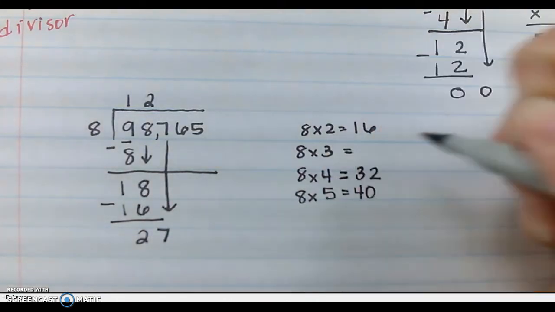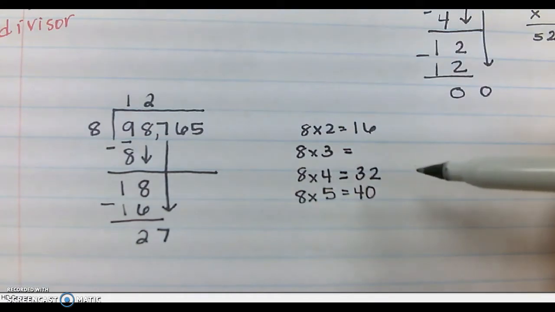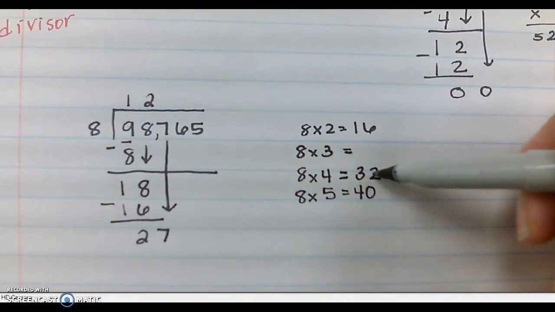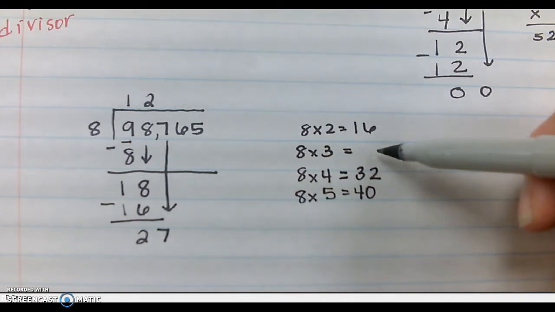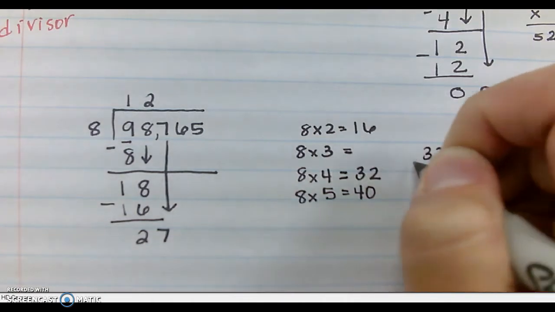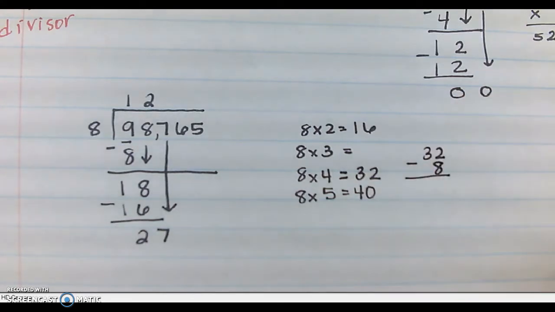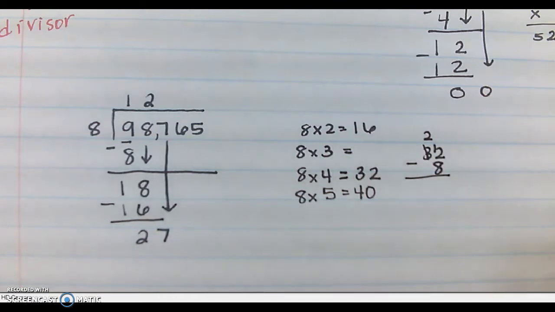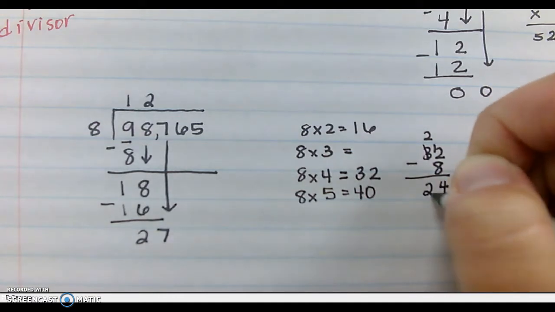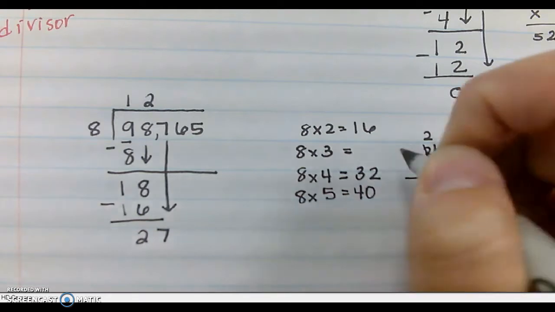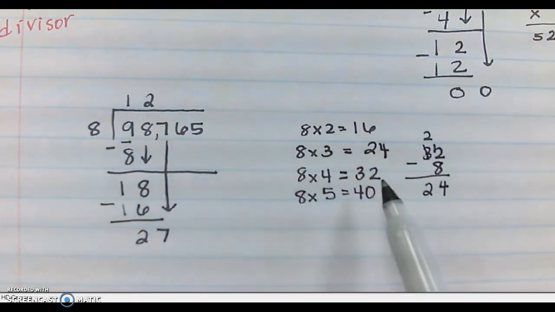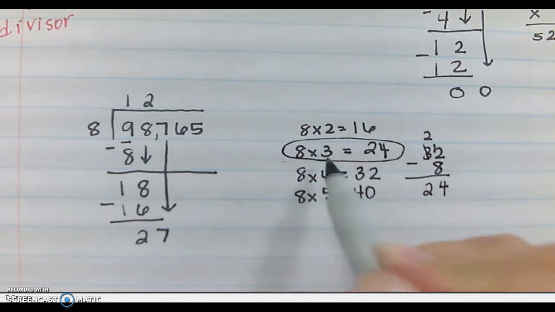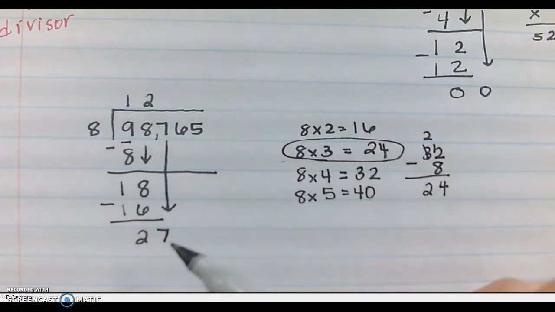8 times 3. I don't know what 8 times 3 is. I forget my multiplication table. Well, I know that 32 is 8 more than this answer. So I could take 32, subtract 8. Borrow. 12 minus 8 is 4. 24! Oh, that's the one I couldn't remember. And look, 24 is smaller than 27. So this is the multiplication that I need to use to help solve.